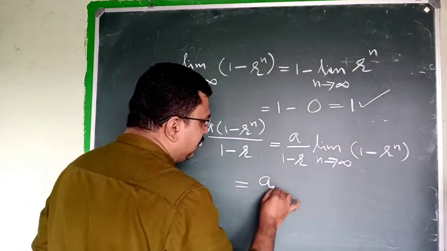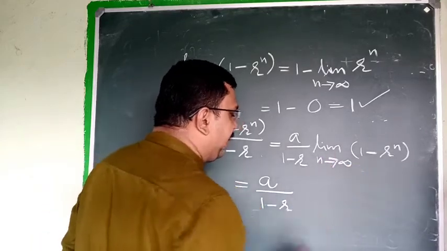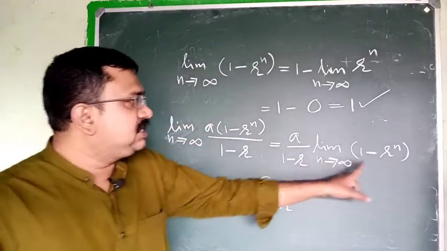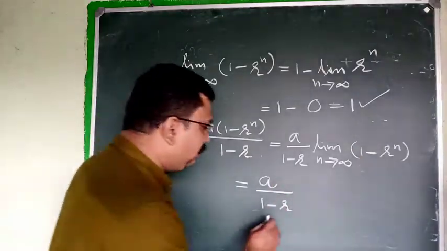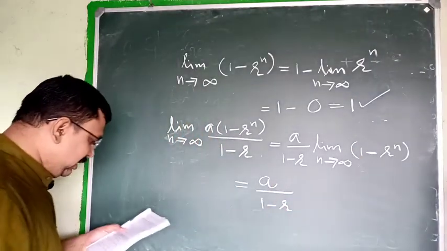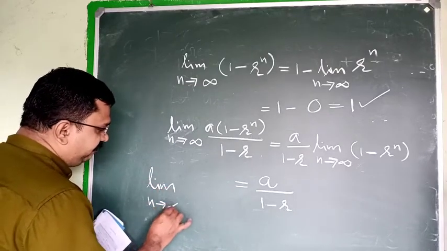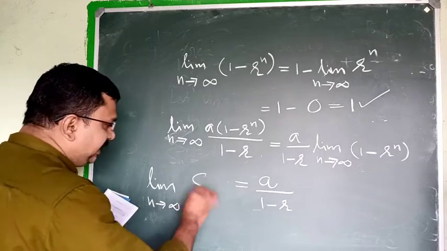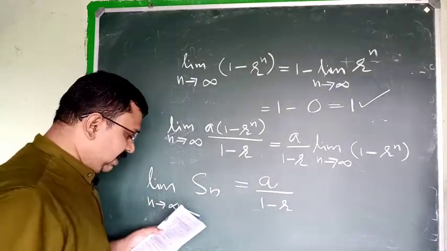Therefore, this is a by 1 minus r into 1 into 1. This result is equal to 1. Therefore, a by 1 minus r is our final answer. That is, limit n tends to infinity Sn equal to a by 1 minus r.